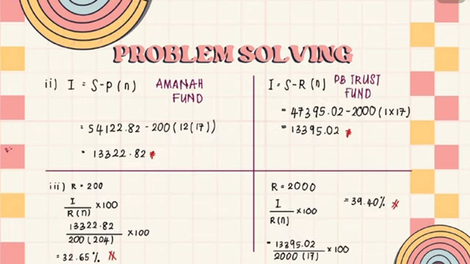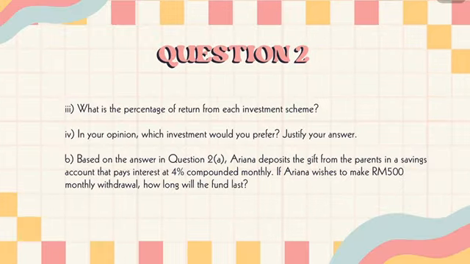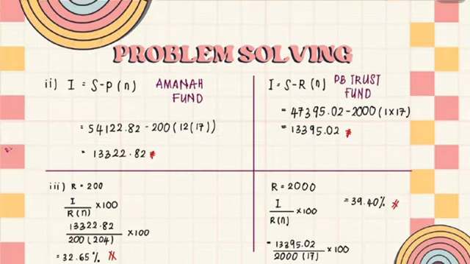Next, the total amount of interest earned for each scheme is I equal to S minus P multiplied by N. For the Amanah Fund, 54,122.82 minus 212 multiplied by 70. The answer will be 30,322.82. For PB Trust Fund, 47,395.02 minus 2,001 multiplied by 17. And the answer will be 13,395.02.